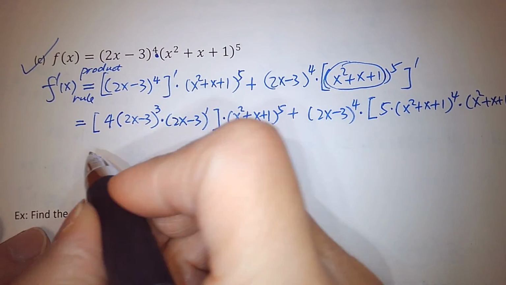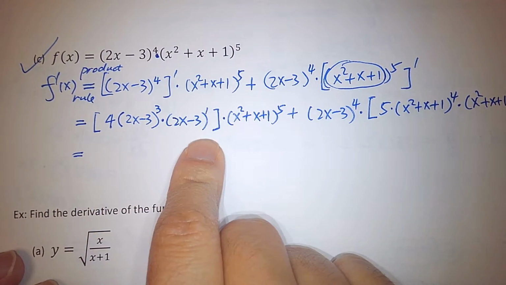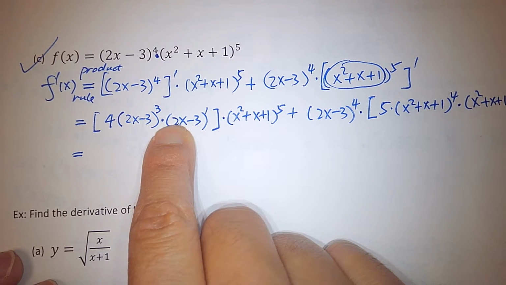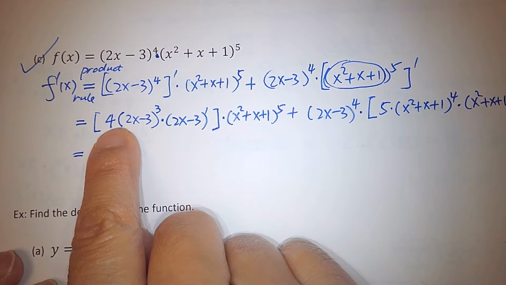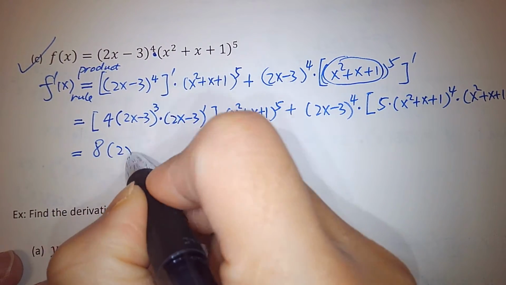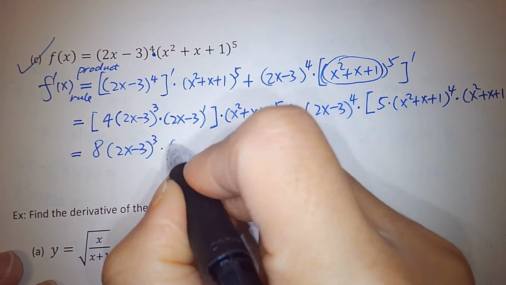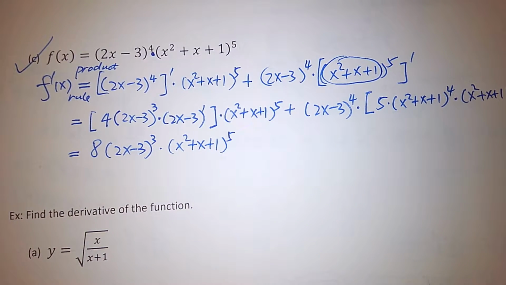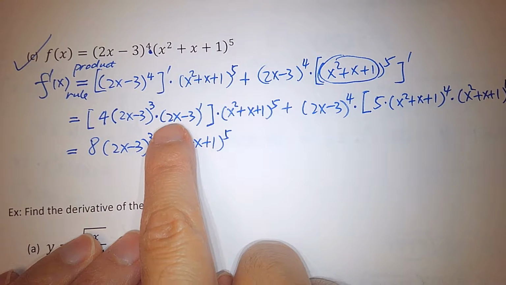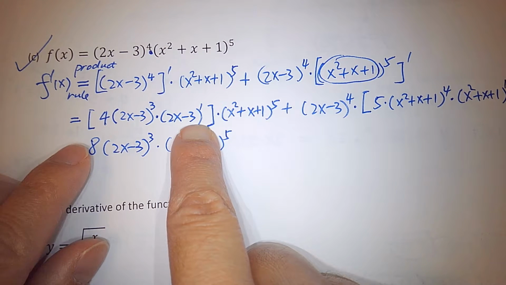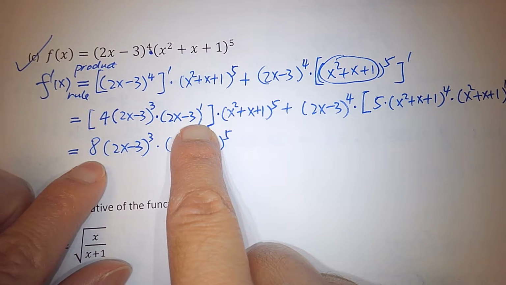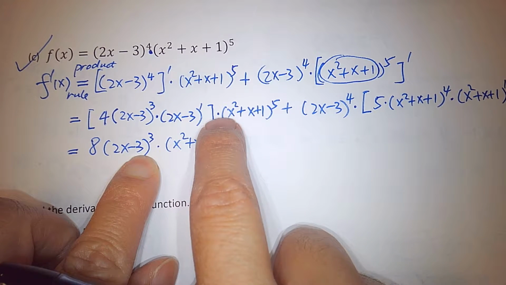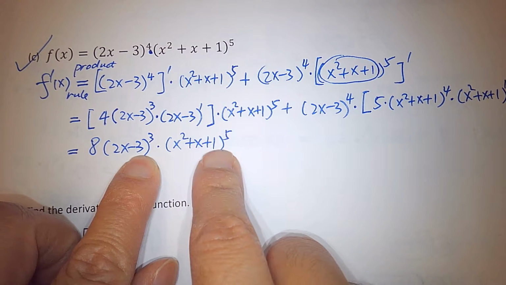Alright, so let's check inside of the bracket. 2x minus 3's derivative is what? 2, right? 2 times this 4 gives us 8. 8 times 2x minus 3 to the cube times x squared plus x plus 1 to the fifth power. Okay? This 2 times 4 gives us 8, times 2x minus 3 to the cube. We also have to multiply by this fifth power.